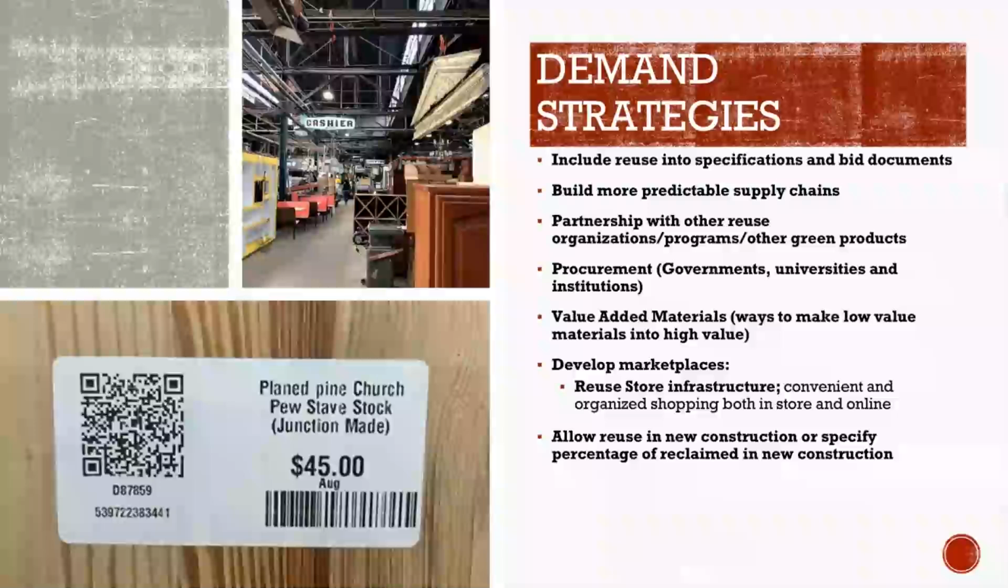We inventory everything we take out. That little barcode at the bottom with the QR code tells where something comes from. We can tell how many times somebody's donated something. We can put all kinds of information within that code. Next slide.